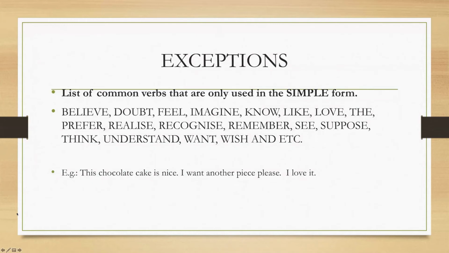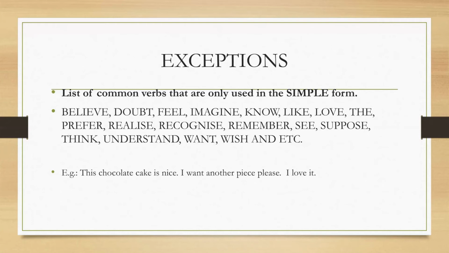Here are some exceptions, the common verbs that are only used in the simple form. It means in the present simple only. We cannot use it in the continuous form. For example, I love you. Yeah, I love it. We don't say I'm loving you. These kinds of common verbs are: believe, doubt, feel, imagine, know, like, love, prefer, realize, recognize, remember, see, suppose, think, understand, want, wish, and so on. These verbs are used only in present simple tense.